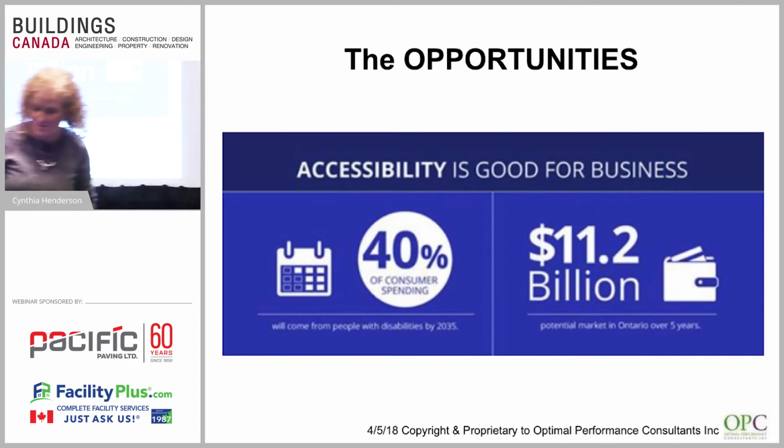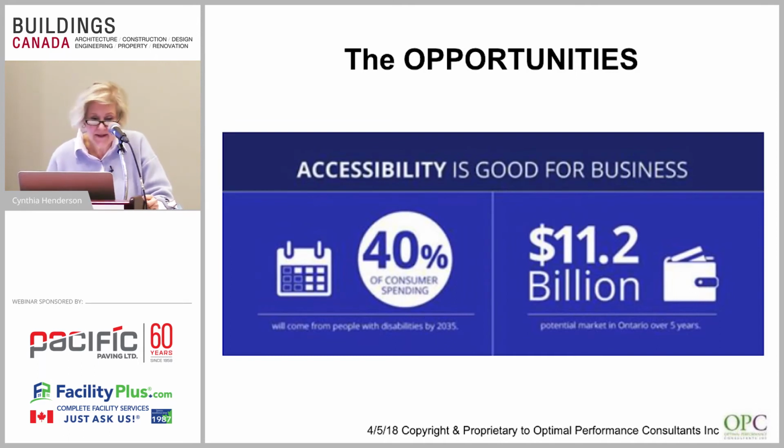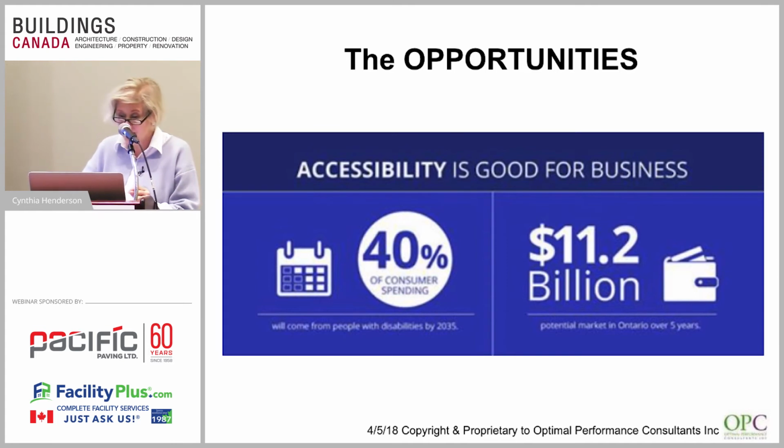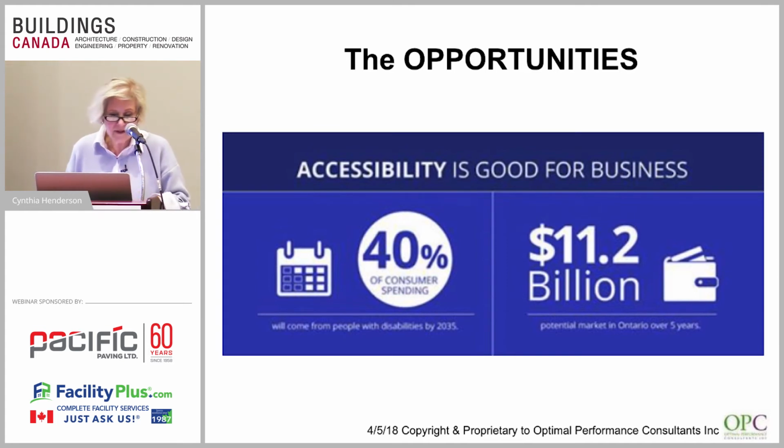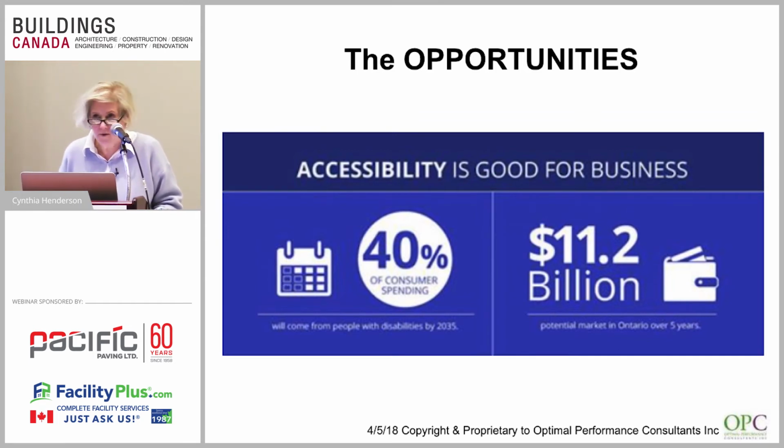Yeah. So the opportunities: accessibility is good for business. We look at the numbers here. It says 40% of consumer spending, and there's $11.2 billion in the market over the next 5 years to look forward to. So it's an interesting point around making accessible environments beautiful. It's very possible. In fact, I'm working on a project right now, and my client is in the room. It's a lovely building, going to be all accessible, and it's a beautiful building right in the middle of downtown. It's only 4 stories, but it's accessible. And so the landscape is all accessible. Of course, there's an elevator.